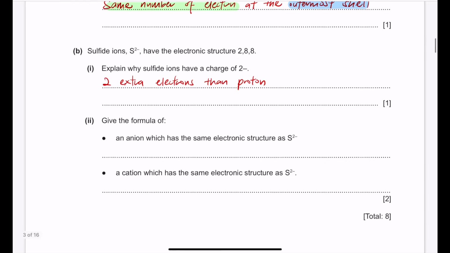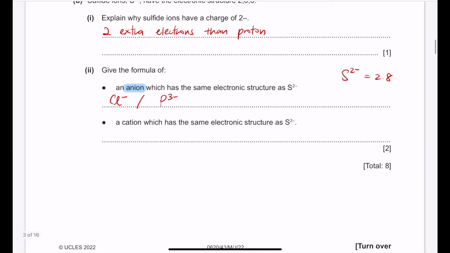So next one. Remember, what are anions? Anions are negative ions. So what is the negative ion that has the same electronic structure as S2-? Remember, electronic structure means electron arrangement. S2- is 2,8,8. So what are the negative ions with also 2,8,8? The answer is Cl- or P3-. Cl initially is 2,8,7.